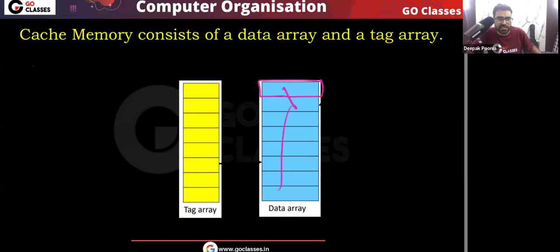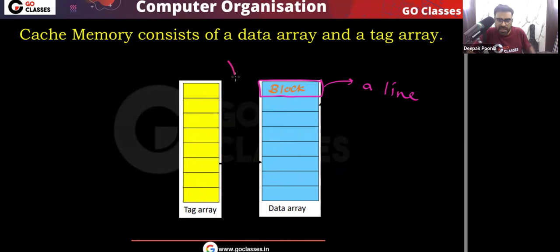You can see these are the lines, and line size is equal to main memory block size. In this line goes the main memory block that we fetch from the main memory. So the data array is logically divided into lines, line size is equal to block size, and in it we put the blocks fetched from the main memory. Very simple. And associated with every line, there is a tag.